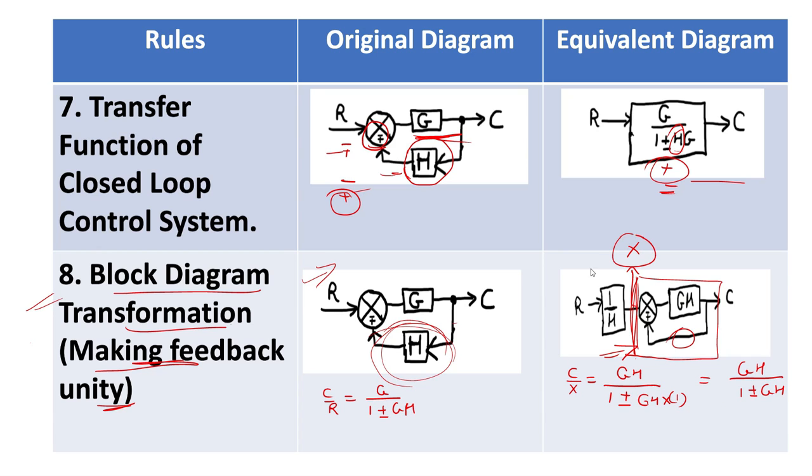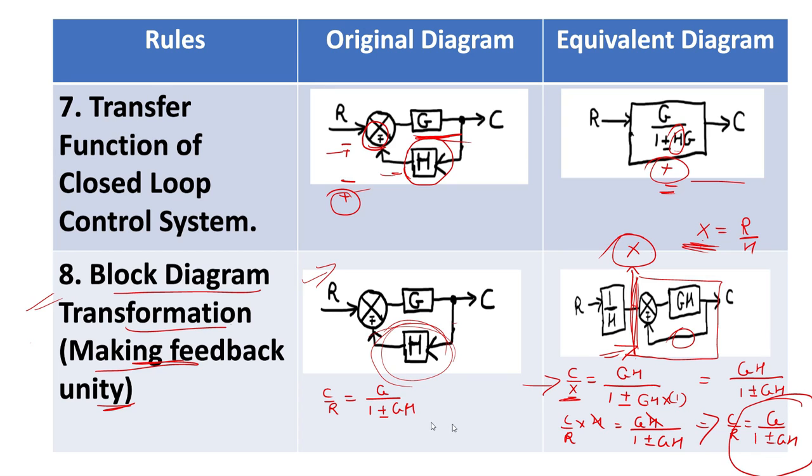And now what is X? So X is R by H. So we can place this value of X here. So we will get C upon R into H is equal to GH upon 1 plus minus GH, and then this H will get cancelled and we will get C upon R is equal to G upon 1 plus minus GH. So you can see here that the output is the same in both cases. So this is how you are going to convert the feedback element into unity.